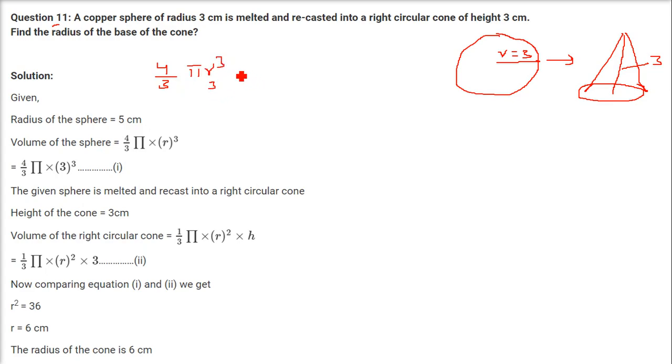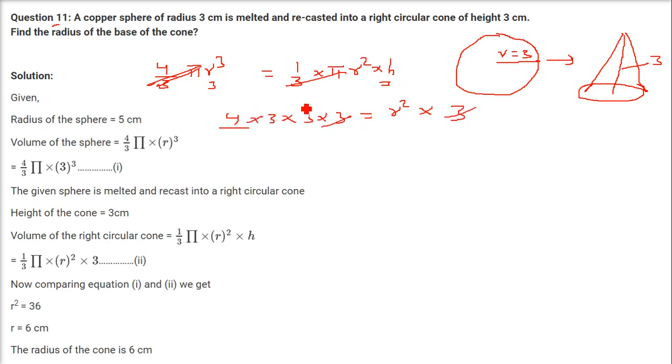So we'll take it as 3, and then this one is a cone, and we know the volume of the cone is 1 by 3 pi r square h. Height is 3. We'll take it 3. This cancels, 4, 3 pi by 3 and pi by 3 cancels. We have 4 by 4 into this 3 cube equal to r square into h. What is this? H is again 3. So what do you get? 4 3 is a 12, 12 3 is a 36, and r square is 36. So we get r as 6. So the radius of the cone is 6 cm.